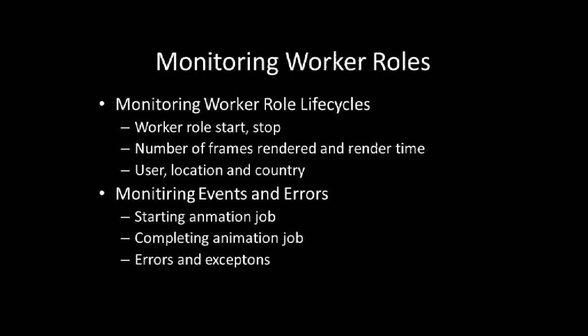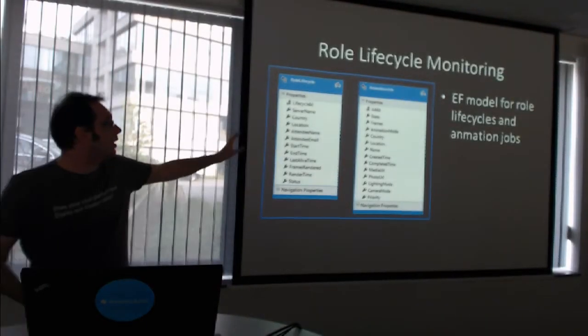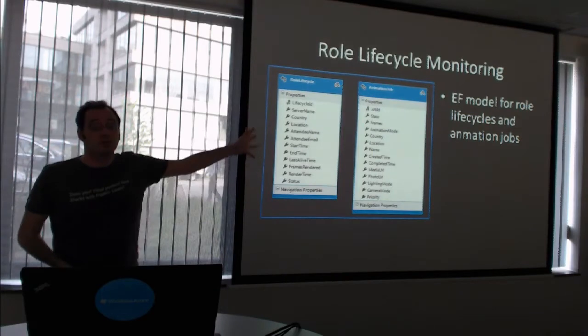As for monitoring events and errors, when we start an animation, when we complete an animation, any errors and exceptions that occur, I want to be able to see those. And I use a console application to basically read from queues. So for the monitoring, I'm using Entity Framework, and there's a role lifecycle table there. That's basically what that model looks like. That's what I'm storing in the database.